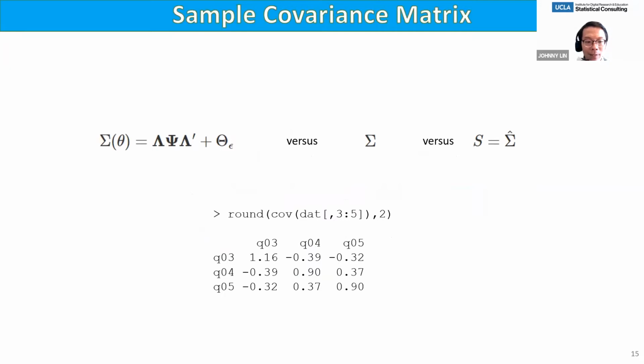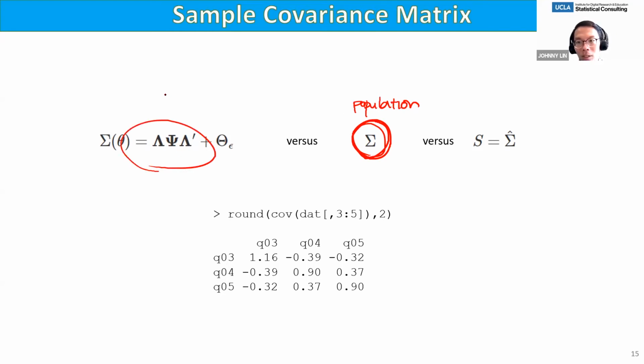Before we do that though, we have to know whether or not we can fit a CFA. To do that, we have to talk about degrees of freedom. But degrees of freedom comes with some other things that we have to go over. We've seen these before, right? We've seen this population covariance matrix. Remember, it's symmetric. We've seen this model implied covariance matrix. We haven't seen this one yet.